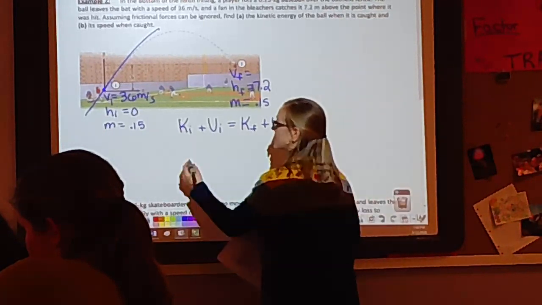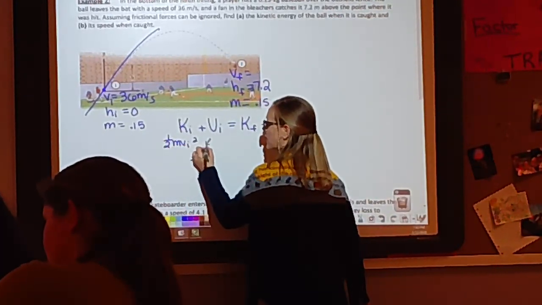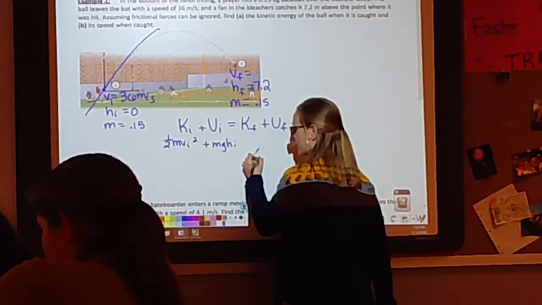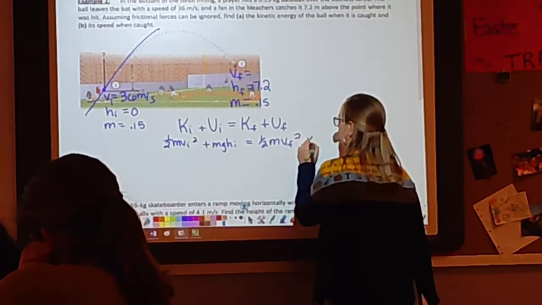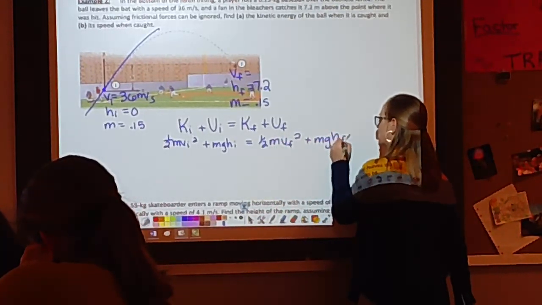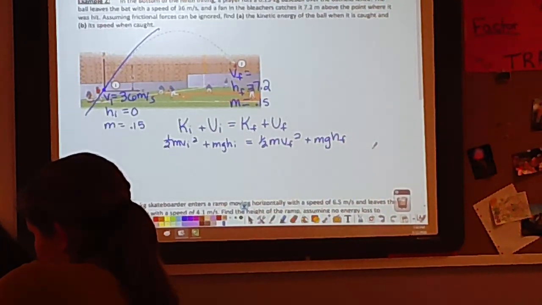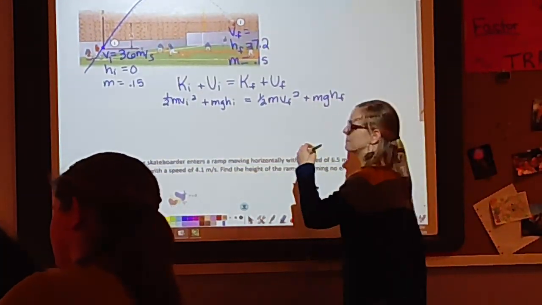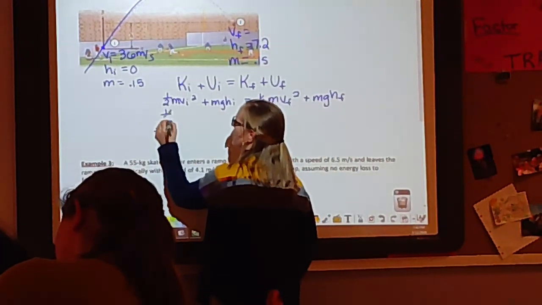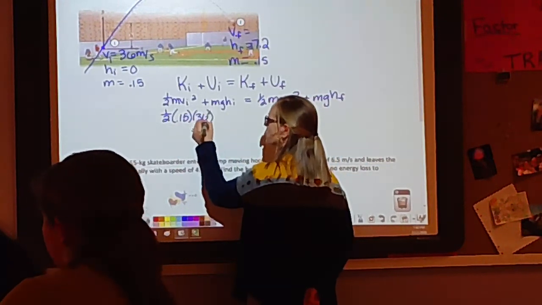So I need 1/2 mvi squared plus mghi equals 1/2 mvf squared plus mghf. Do all my i's and f's and h's and stuff make sense? Such an algebra problem. Yeah, but again, that must be why I love it. So 1/2, you guys can do this without me. I have full confidence that is the truth.